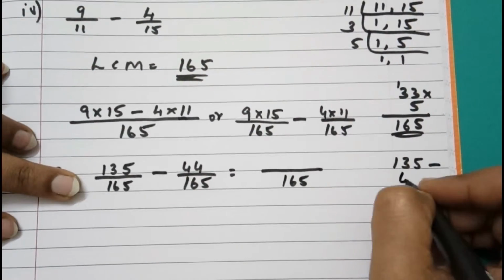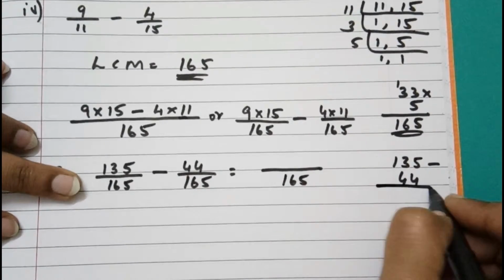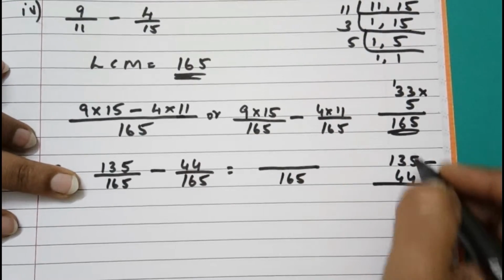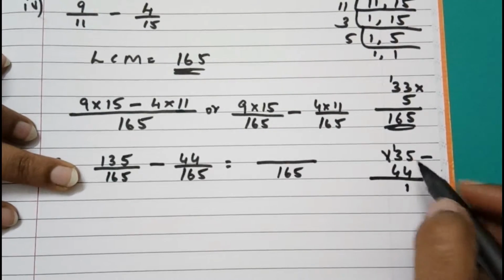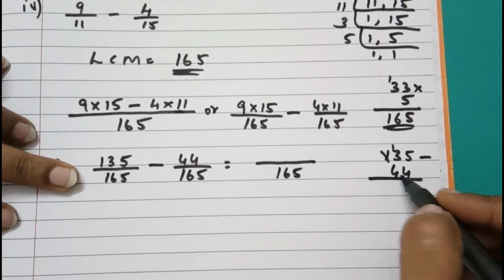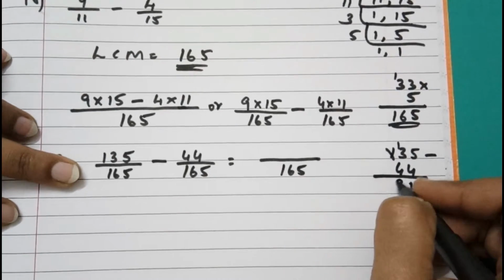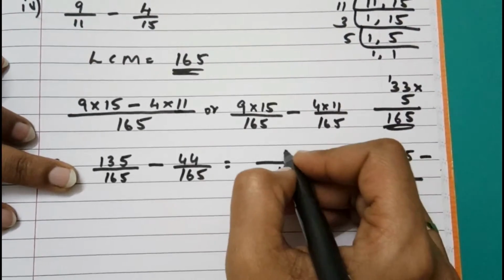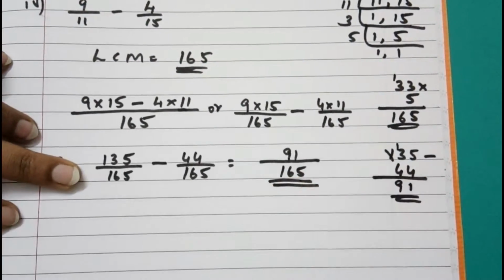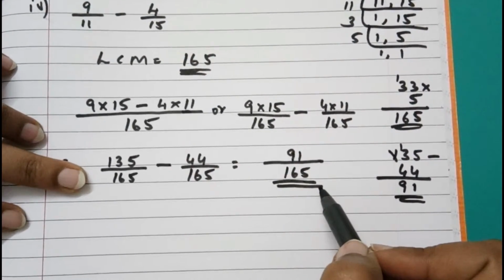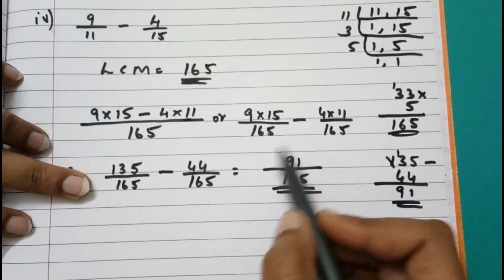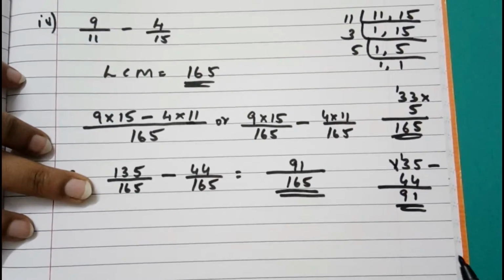Now let's calculate this. 135 minus 44. 5 minus 4 is 1. Since 3 is smaller than 4, we will borrow from here. 13 minus 4 is 9. So what is the answer here? 91 by 165. Now do we need to calculate the mixed fraction for this? No. Why? Because this itself is a proper fraction.